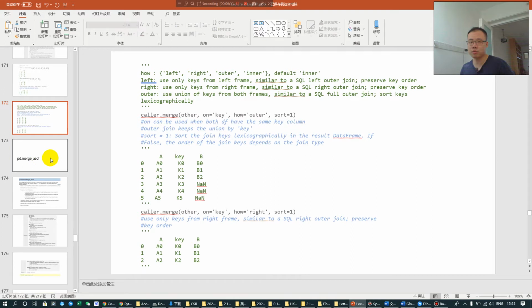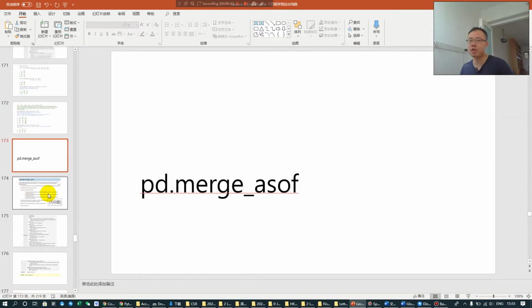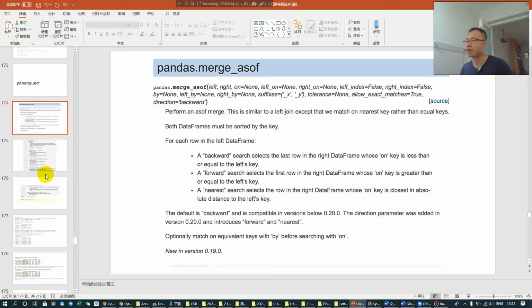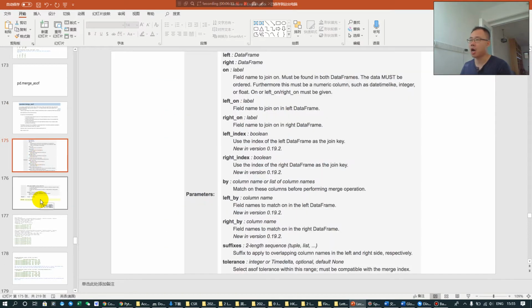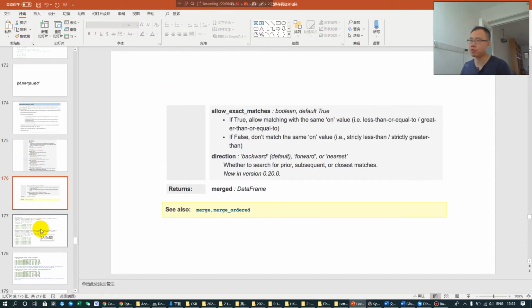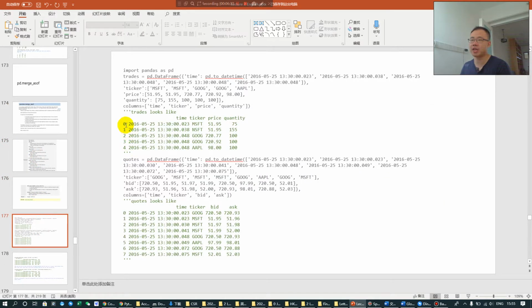Next, we go to merge as of. Merge as of is kind of like a fuzzy match, but it's not really. We will talk about fuzzy match for strings. Here, merge as of will merge two data frames based on some keys that are not exactly the same, but it's only applied to datetime values.